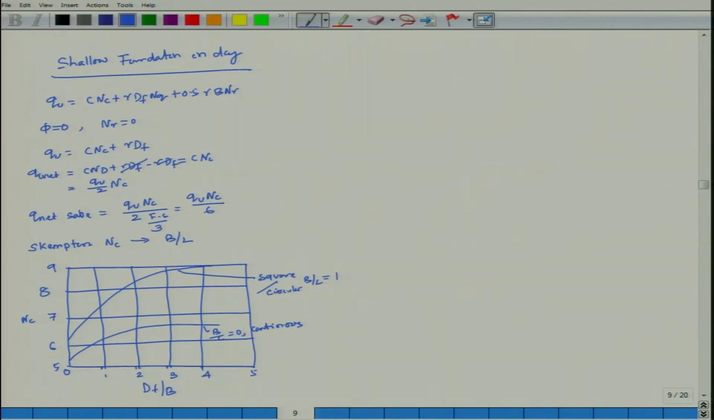Now, if I write it, NC for B by L greater than 0 and less than or equal to 1, is equal to NC for B by L is equal to 0 into 1 plus 0.2 B by L. So, that means Q net safe is equal to QU NC by 6 into 1 plus 0.2 B by L.